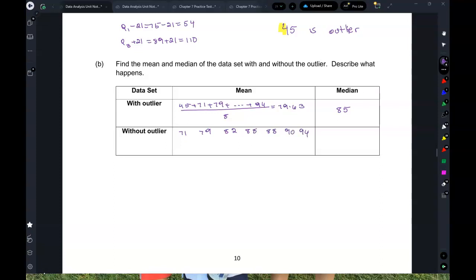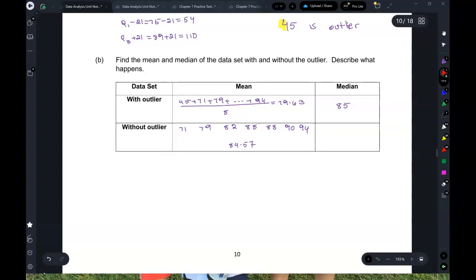The mean is going to be, when you figure it out, 84.57. Okay, what's the median now? 88, okay? The median is 88.